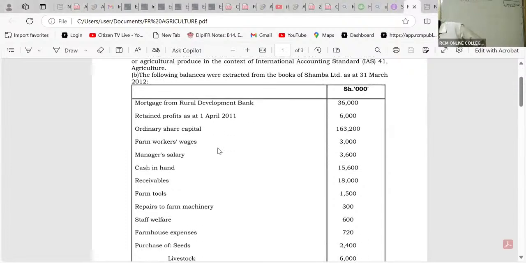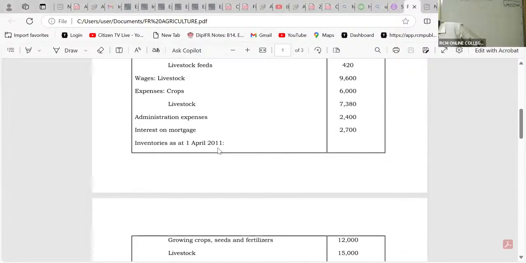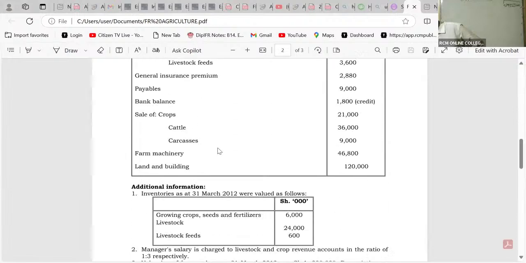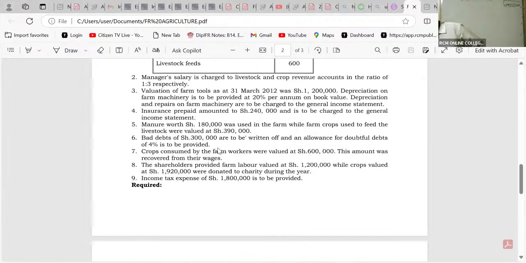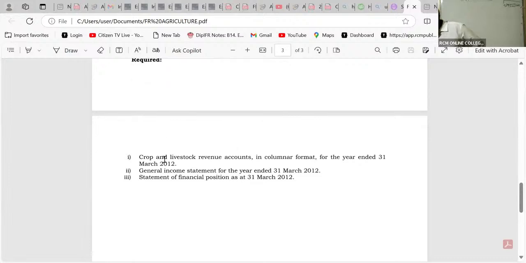So I can see things happening there. Very many things have given me a trial balance. I can see additional information. We are required to do a crop and livestock revenue account in columnar format for the year ended 31st March 2012.